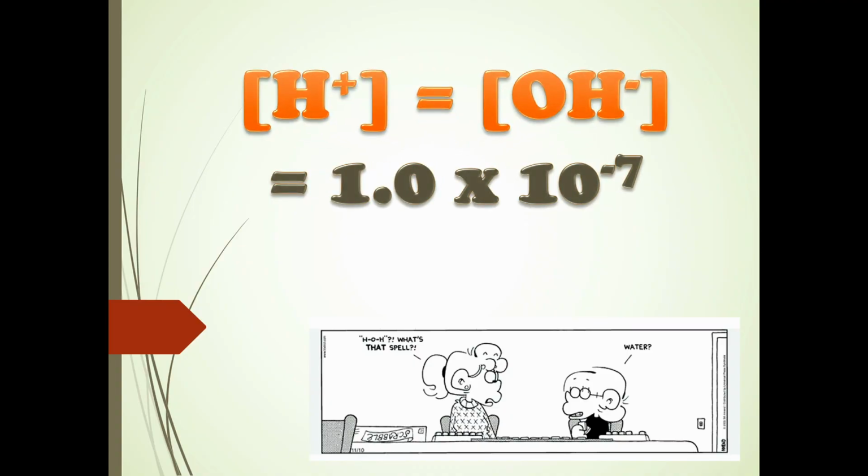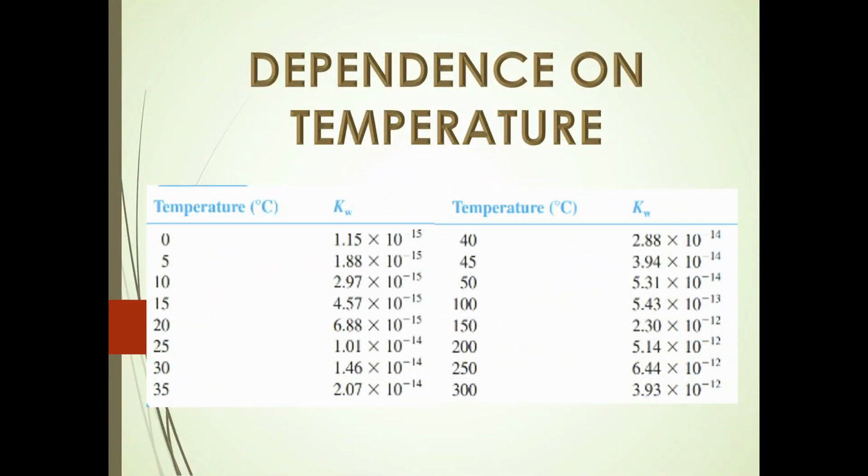So H plus and OH minus have to be equal in pure water. They don't have to be equal in any other solution, but in pure water, they have to be equal. They are both equal to 1 times 10 to the minus 7. But that does depend on temperature.